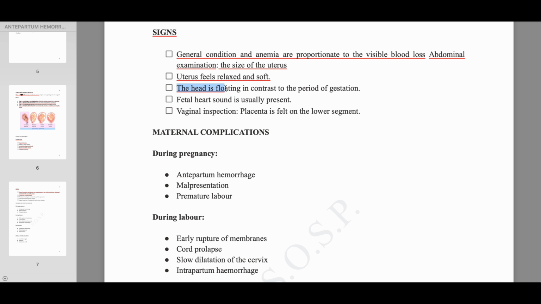The head is floating, in contrast to the period of gestation. Fetal heart sound is usually present because there won't be any harm to the fetus. Vaginal inspection: placenta is felt in the lower segment. Of course, if we do a PV examination, in that condition we can feel the placenta on the fingertip. So these are all the signs of placenta previa.